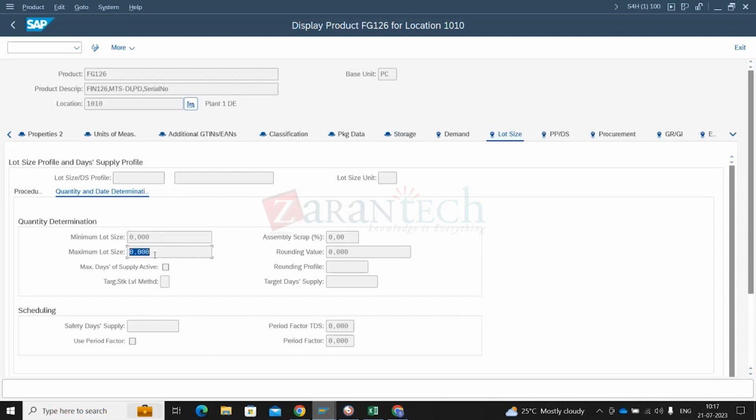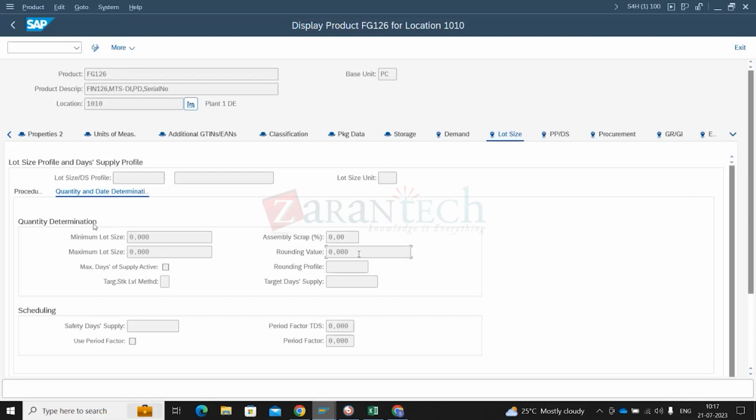Maximum lot size is where you put a maximum cap of 500,000 only. Your plan order cannot go beyond that. Why? Because if you produce more than the maximum, then you may not have space to store it at the plant. So that is why maximum lot size settings are put up.